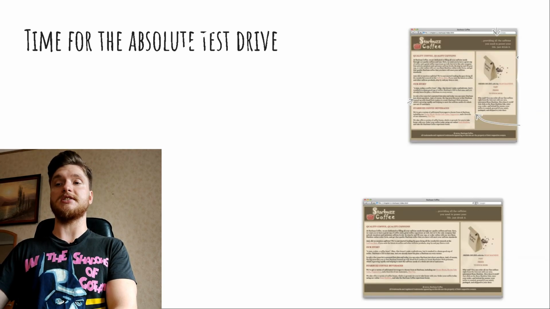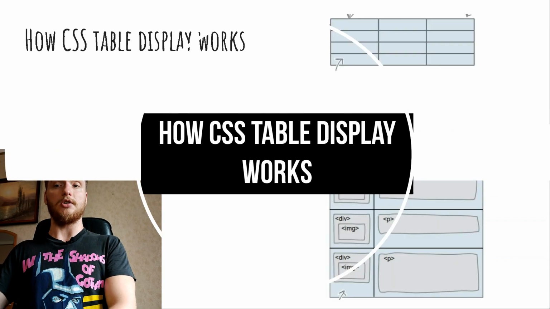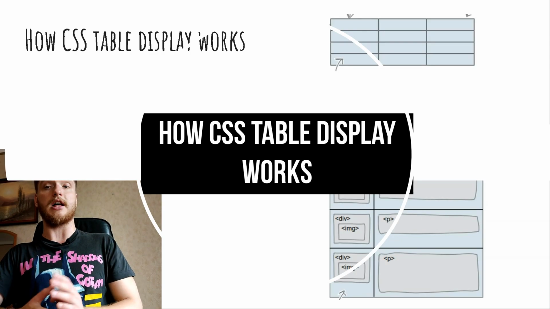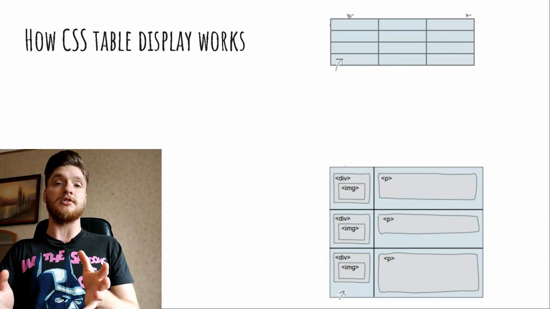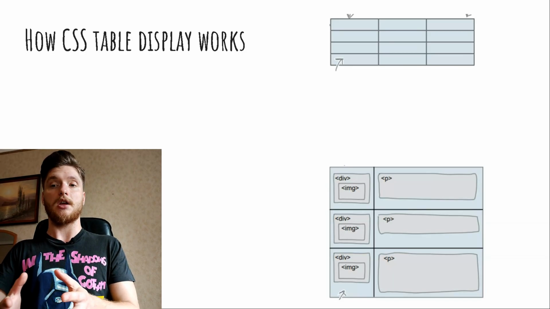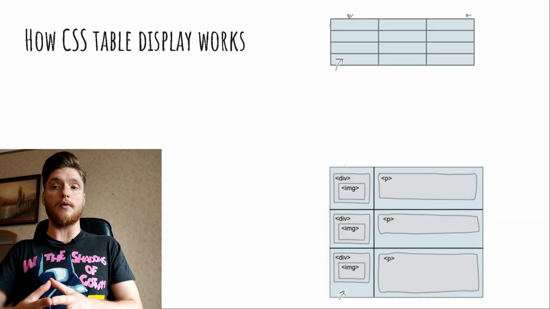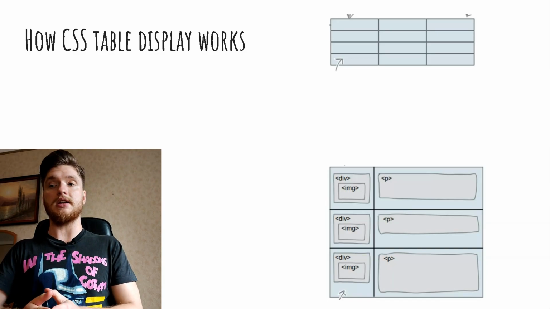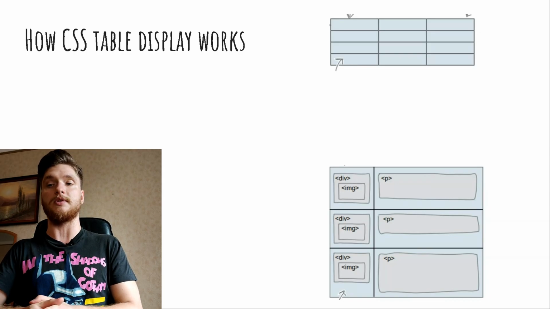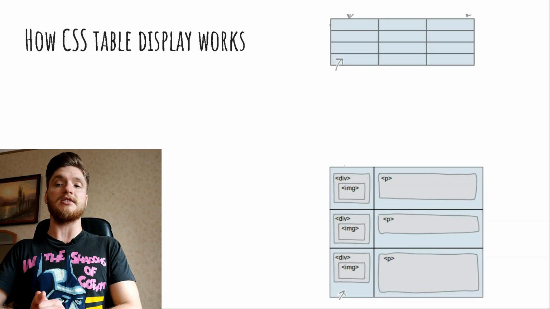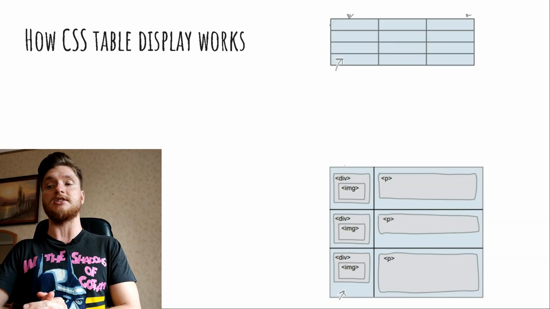Okay, how CSS table display works. You can think of a table like a spreadsheet. A table has columns and rows, and at the intersection of each column and row we have a cell. In a spreadsheet table you can put a value, like a number or some text, in each cell. With CSS table display, each cell contains an HTML block element instead.